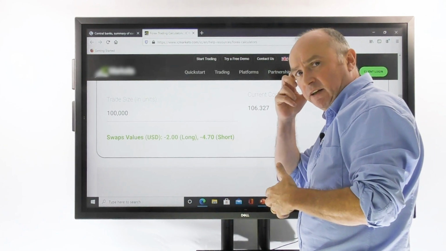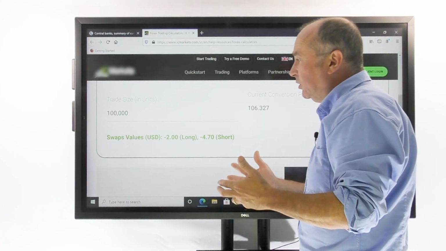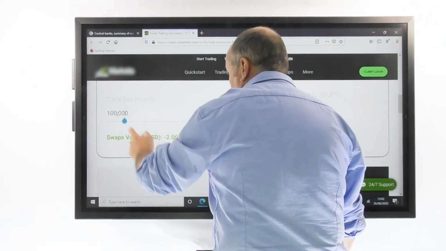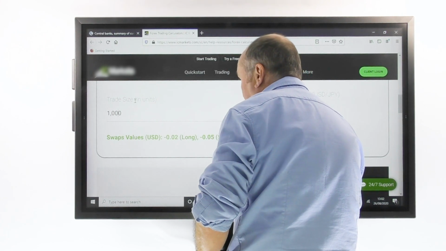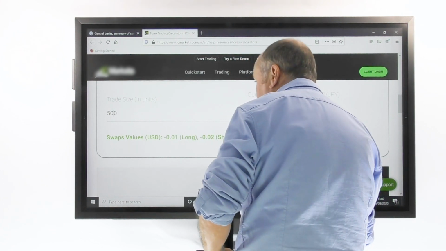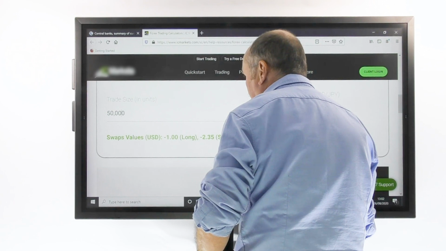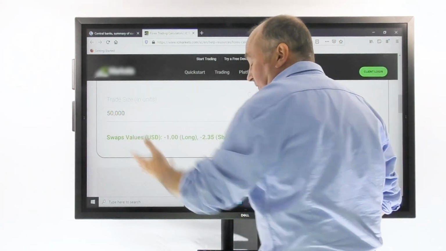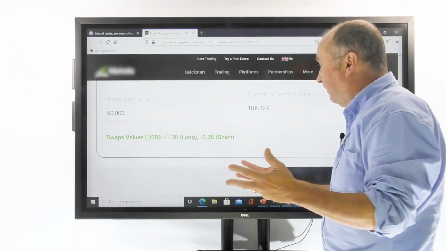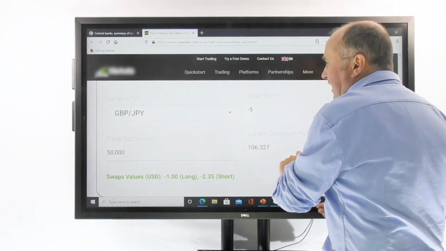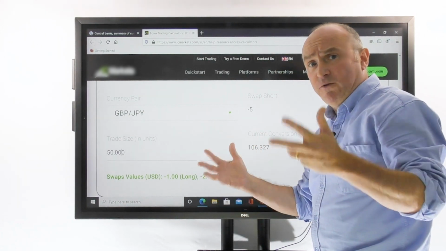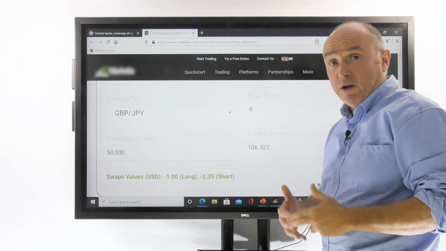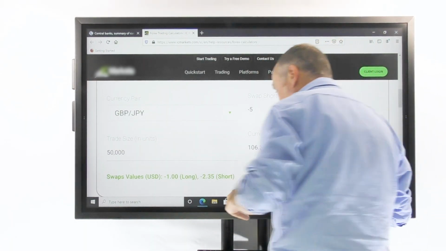But if I hold that position for a year, that's basically over $700 just for holding that position. Now, of course, I can change the lot size. Let's assume I wanted to trade just, say, a half a contract. So I might be trading 50,000 there. That would come in with a swap value of just $1 because, of course, I'm using just a half a contract. So you can see these swap values are important if you hold them for long periods of time. And again, of course, depending on the trade size that you do.